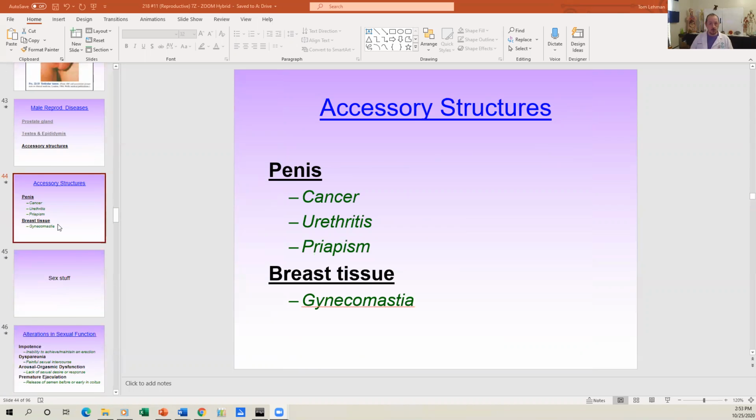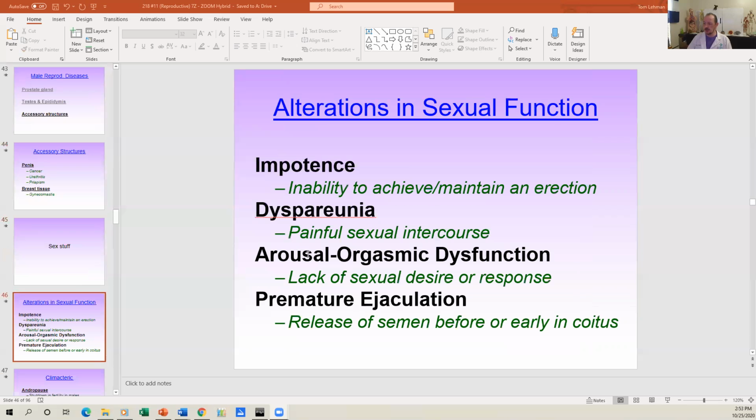Now that's the rapid, quick, and dirty on the male reproductive system. We move on to alterations of sexual function, and the four most common problems that you find will be impotence, dyspareunia, arousal orgasmic dysfunction, and premature ejaculation. Study through each one of these, understand what the cause is, what the result is, what organs are affected. Pay attention to if this is a physical problem, a psychological problem, a hormonal problem, maybe a metabolic problem, such as medicinal drug reaction.